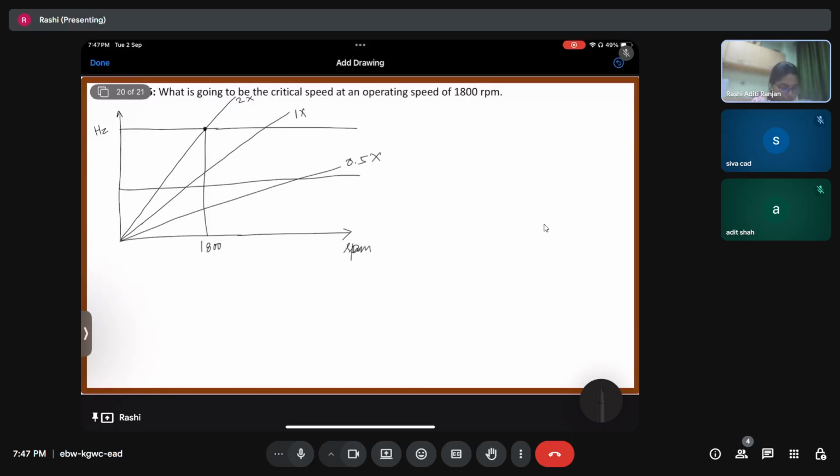So basically, what was the critical speed? We had RPM on one axis, and this frequency on the y-axis, and then there were these slanted lines, using which we knew that the intersection of these lines with the natural frequency is going to give us the critical speed. See, on the x-axis, we have the operating speed.